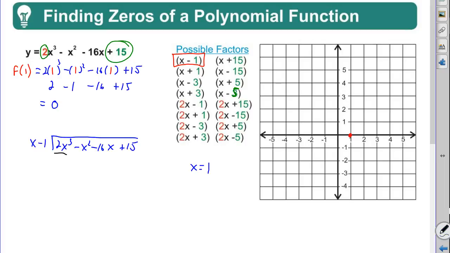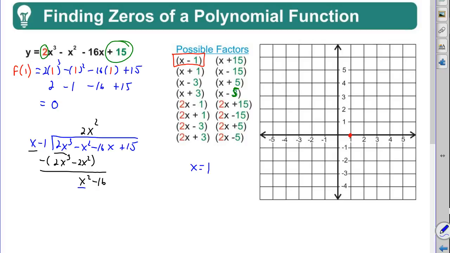Okay, remember, front divided by front. So I get a 2x squared. Distribute. X times 2x squared, 2x cubed. Negative 1 times 2x squared, negative 2x squared. And remember to subtract. Distribute your negative. This will be a positive x squared. I have one negative and two positives. Bring down the negative 16.